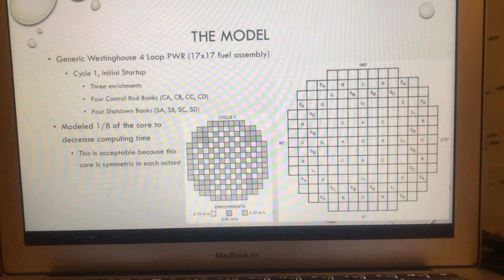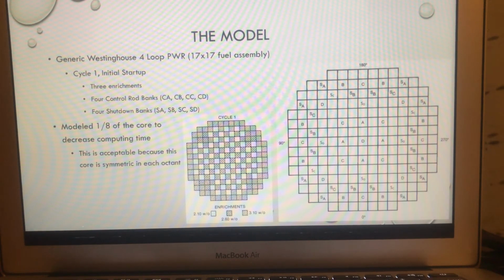I used the generic Westinghouse 4-loop PWR 17x17 fuel assembly. The model that I found, or what I used to model off of, was an initial startup, cycle 1. There's 3 enrichments there. You can see 2.1, 2.6, and 3.1 weight percent. Also in this model, there's 4 control banks and 4 shutdown banks.